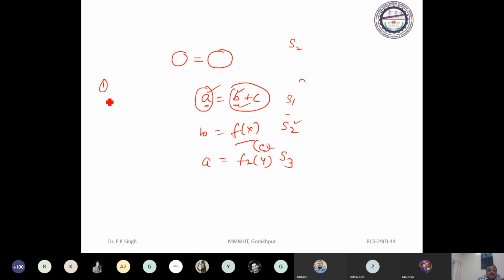Second is, if S1 is using a certain value and that name gets modified by the statement S2, in that case, first is flow dependence, second is anti-dependence. Means S1 is using some value and S2 is modifying that value, then S2 is anti-dependent on S1.